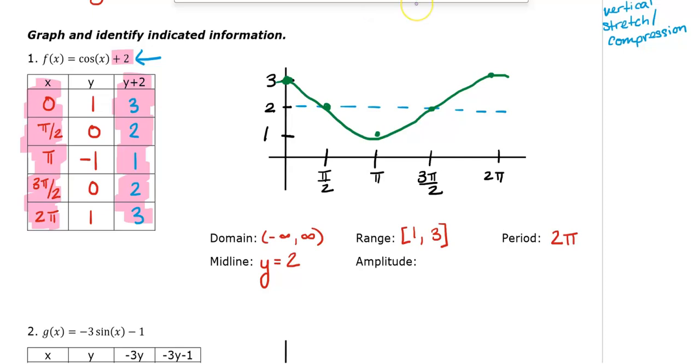And then my amplitude, that's the distance again from the midline to the highest point. So don't fall for the trap and do from the bottom to the top. That's not it. It's half of that. It's half the distance between the maximum and the minimum. So my amplitude in this particular case is just 1.